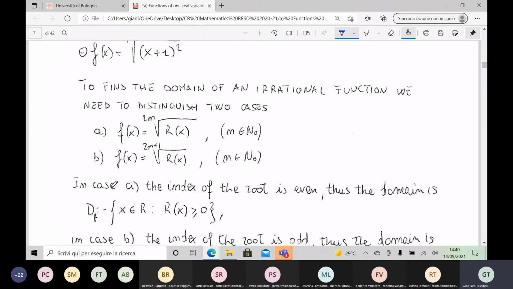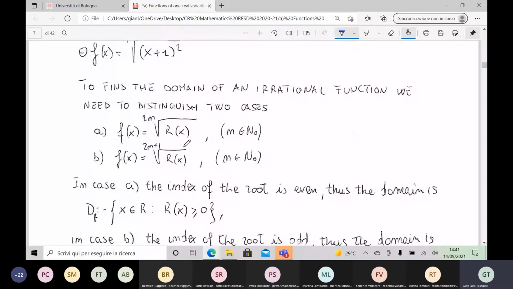In particular, as I just anticipated, in case A, if the index of the root is even, then the domain of your function is given by all the values of x belonging to R such that this function is greater or equal than 0.